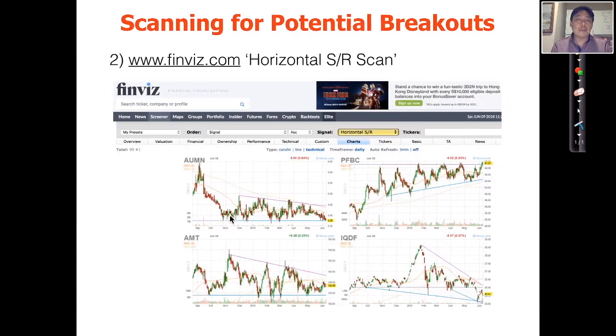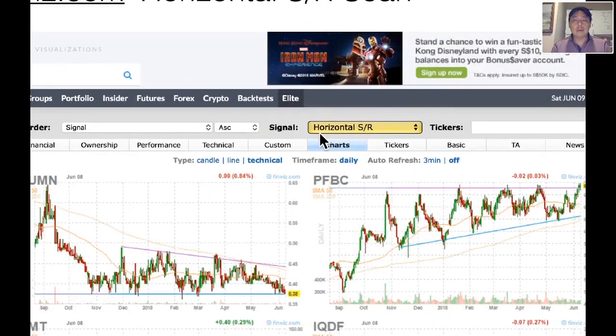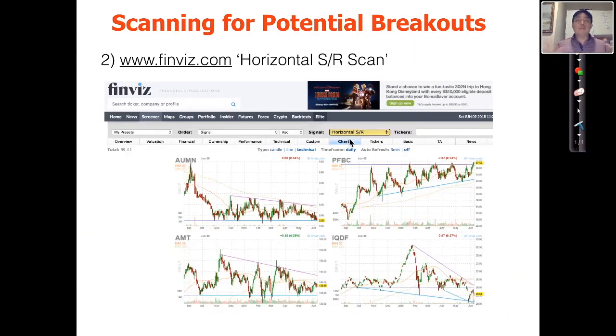The second approach is to use the horizontal support and resistance scan. Same thing on finviz.com, and choose horizontal support and resistance. It will look for stocks that have a horizontal support or resistance. And again, you have to watch it from the time when the price breaks out of that support or resistance. It doesn't mean that on the day you see it, it's going to happen. You may see that the price is approaching the resistance. You have to keep it in view, KIV, and watch if it breaks out. If it breaks out, then that will be a potential trade.